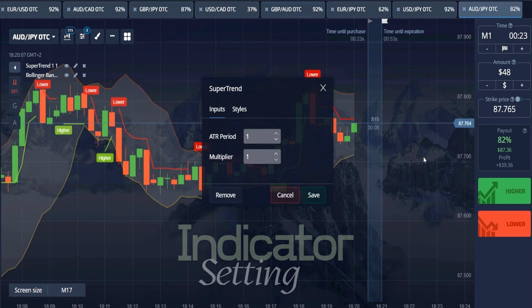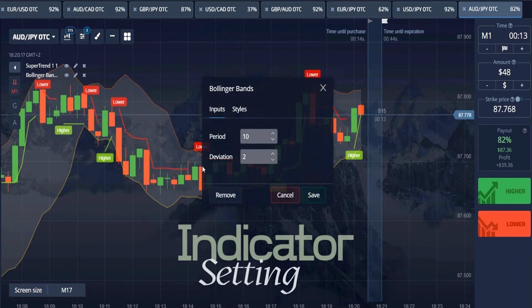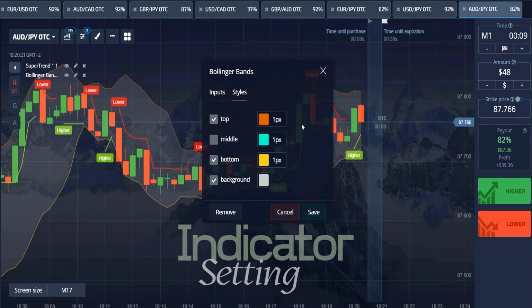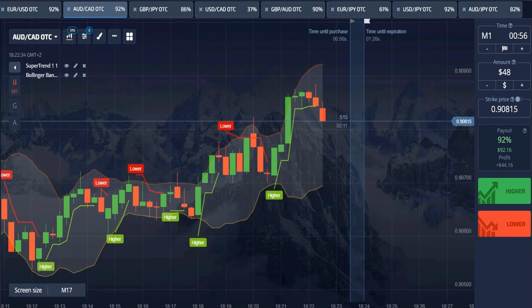Let's first understand the Supertrend indicator settings used in this strategy. In this setup, the ATR period is set to 1 and the multiplier is also set to 1. These settings make the Supertrend more sensitive to price movement, which is important for short-term trading on the 15-second time frame. Now let's look at the Bollinger Band settings. The period is set to 10 and the deviation is set to 2. These are balanced settings that work well with fast market conditions. Together, Bollinger Bands provide market structure and volatility, while Supertrend provides direction and confirmation.